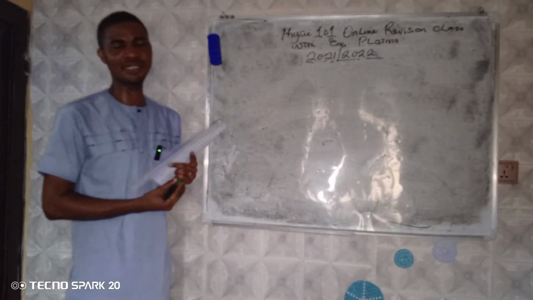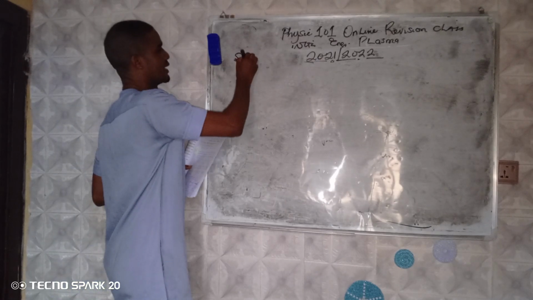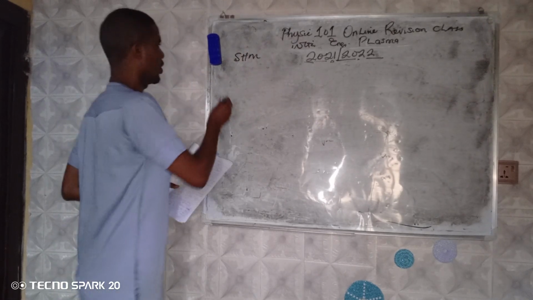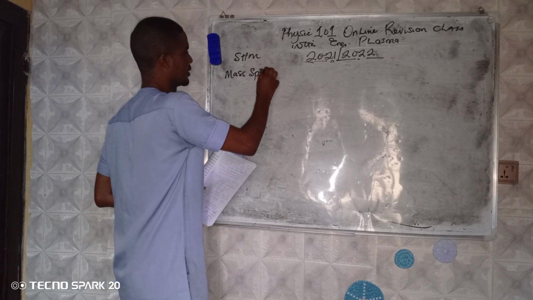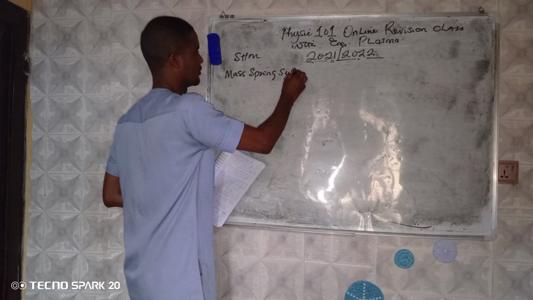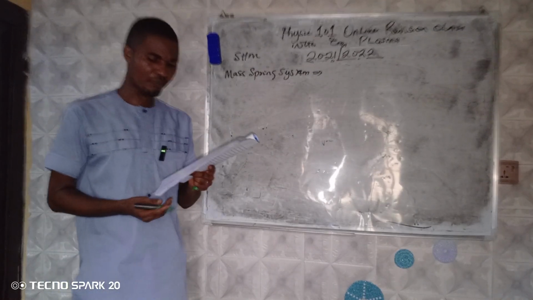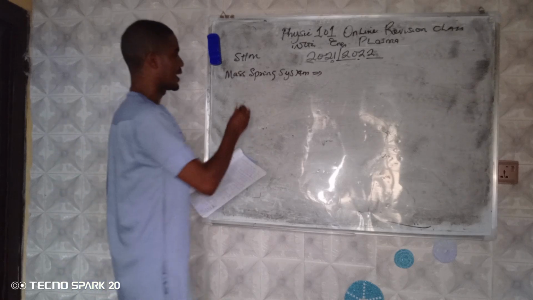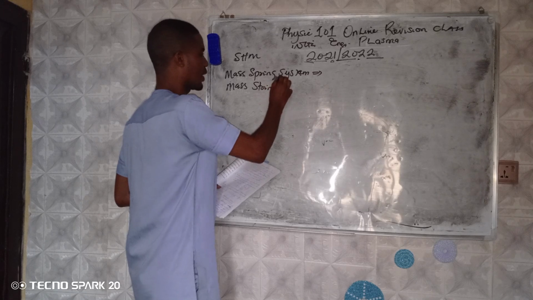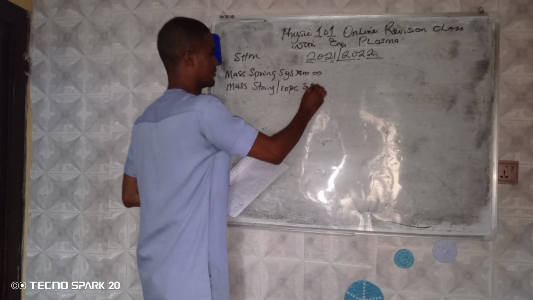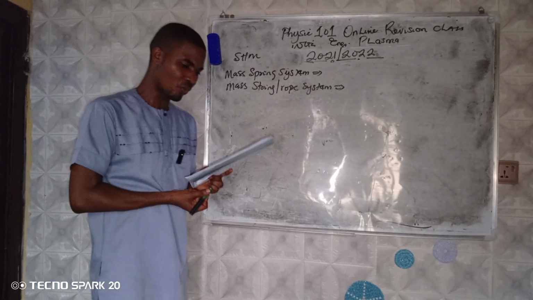Remember that I said in part 1 that when you come to simple harmonic motion, SHM, there are two types of systems. We have the mass spring system, and we have the mass string, or you can call it rope system. So these are the two types of system we have.